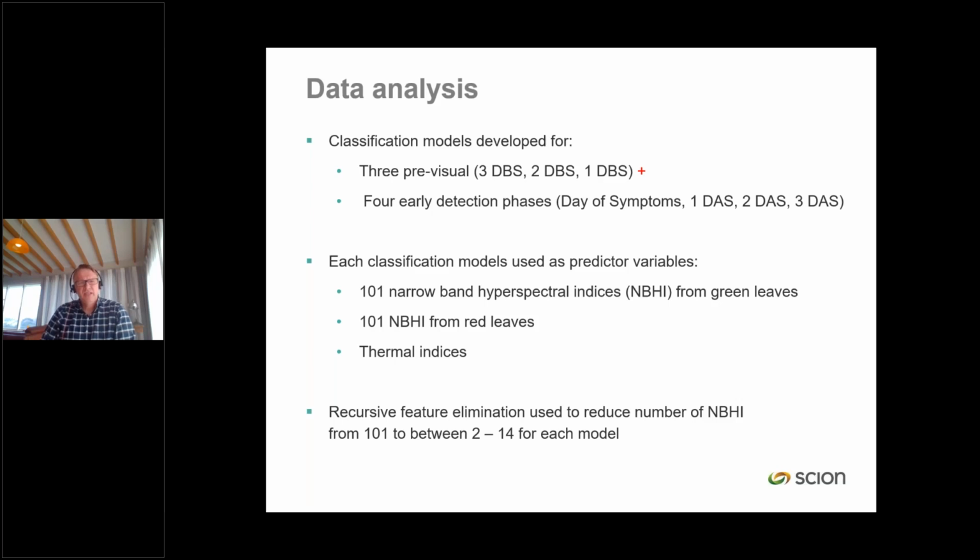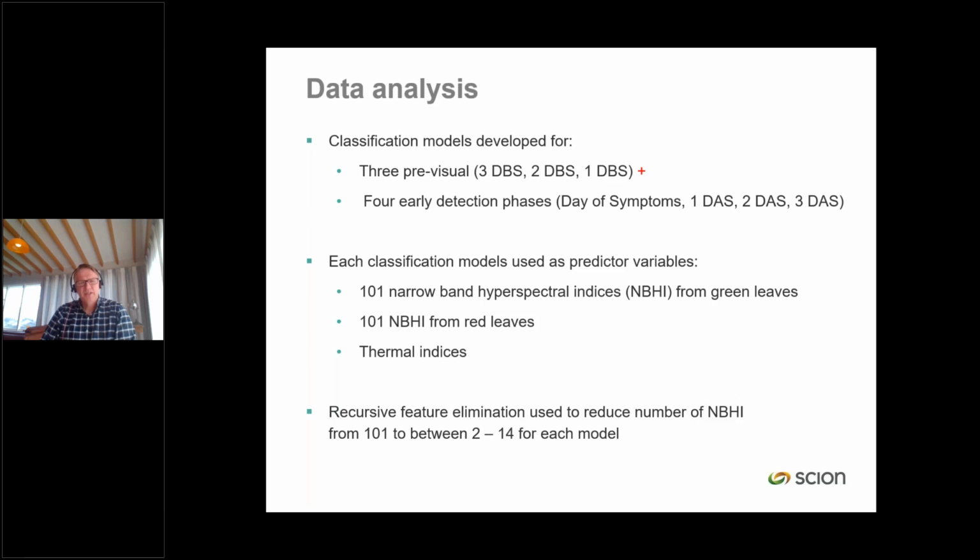And each classification model used 3 different groups of predictive variables that included the 101 narrowband hyperspectral indices from the green leaves, the 101 narrowband hyperspectral indices from the red leaves, and the thermal indices. So if you combine these 3 different groups of data with the 7 detection phases, that's 21 models that we developed in total.